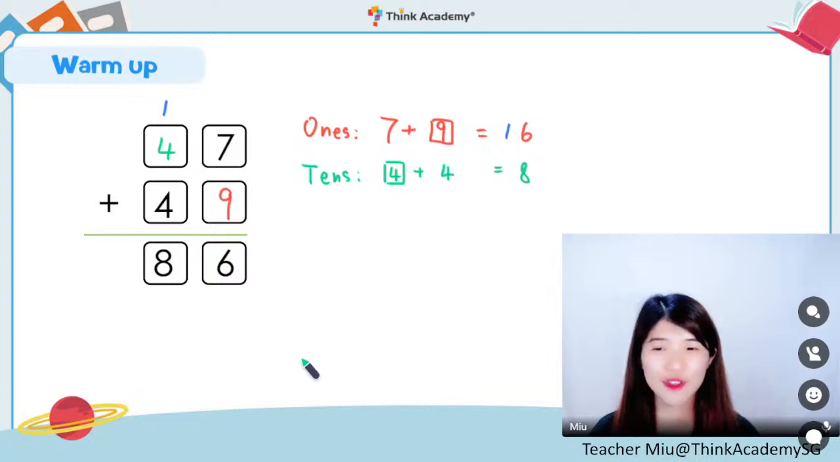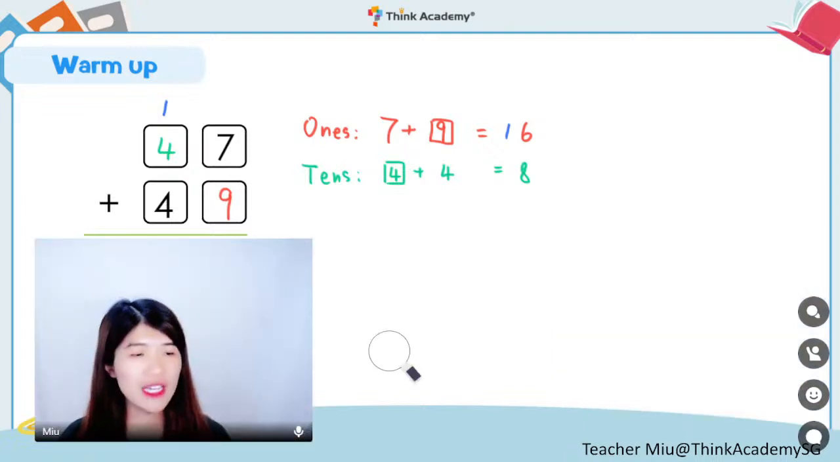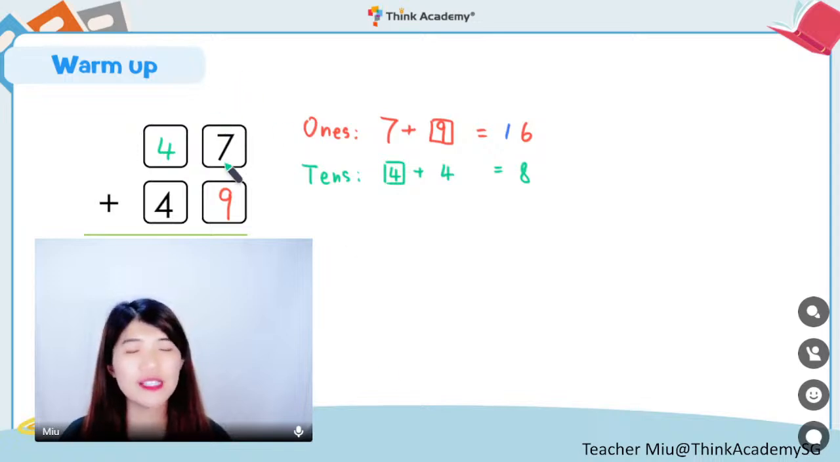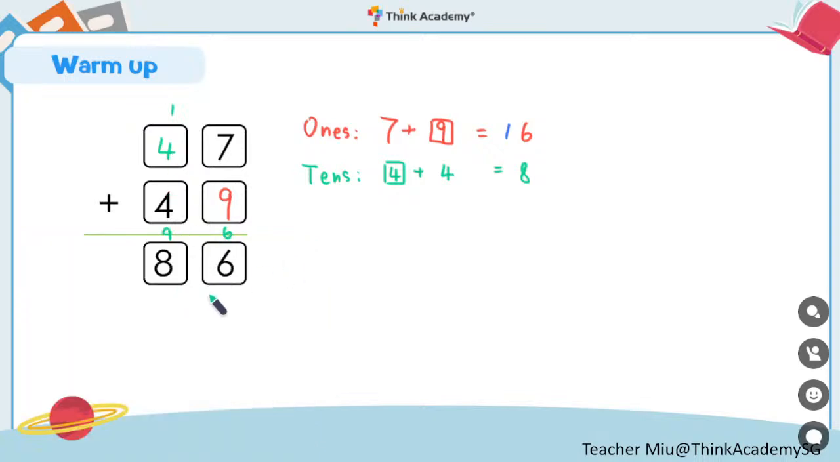Most of you agree. Really? Am I right? Let me give you some tips: don't forget to check the answer. So let's check whether 47 plus 49 is the answer we want. The first one, 7 plus 9, gives me 16. Don't forget about the carryover. And 1 plus 4 plus 4 gives me 9. So is it 96 we are looking for?